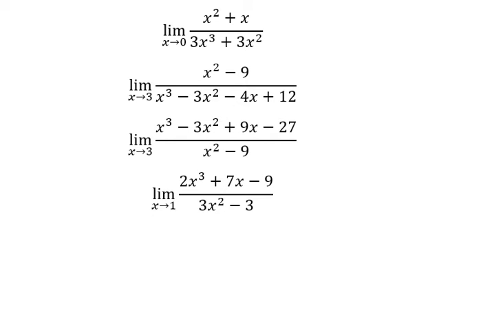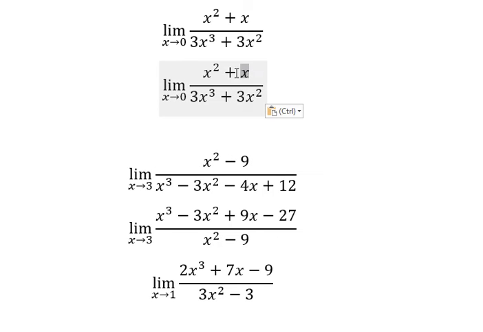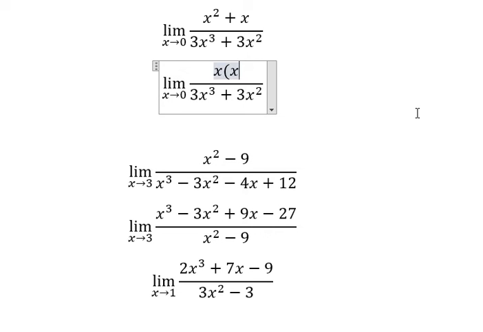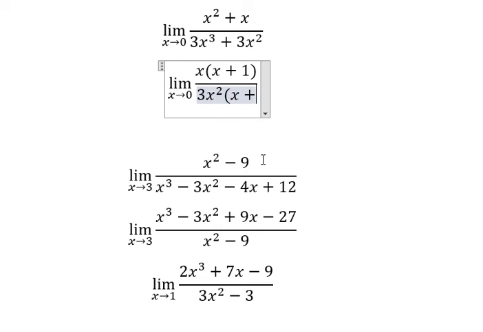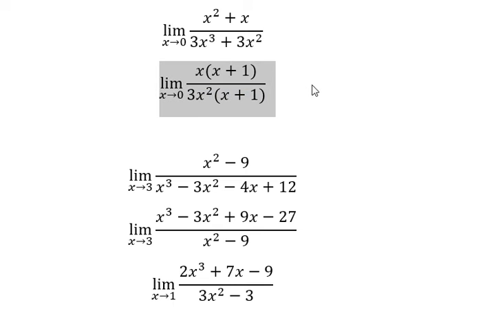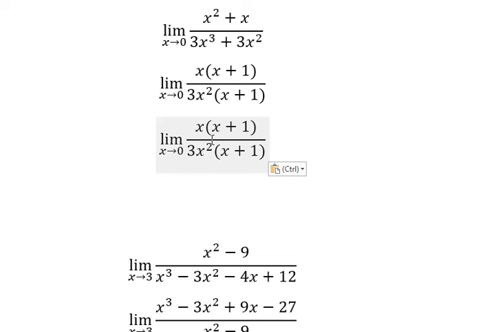The topic today is about limits. So now I will show you how to answer. About the first one, we can do factorization in here. About this one, we can do factorization in here, and we get 3x squared multiplied by x plus 1. So we simplify x plus 1 on numerator and denominator.